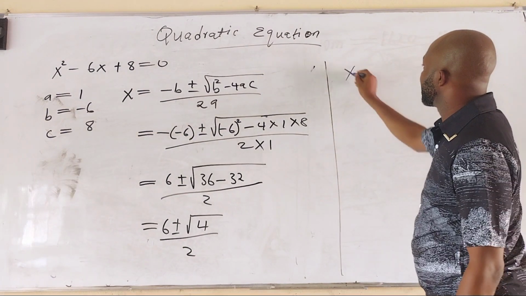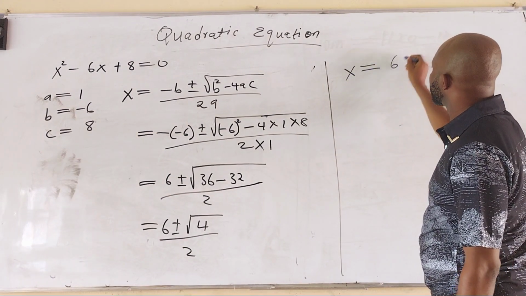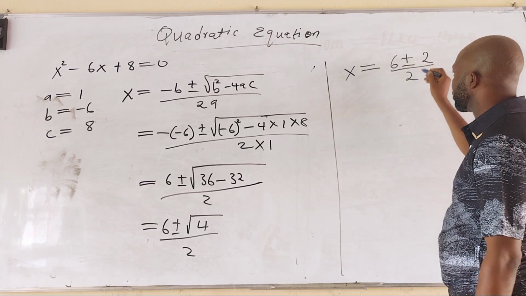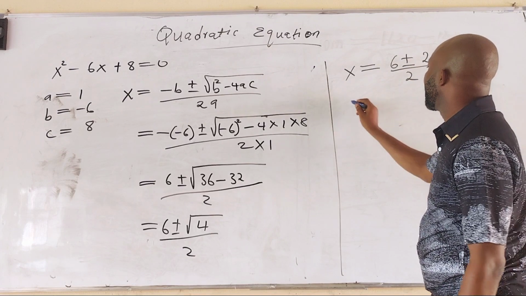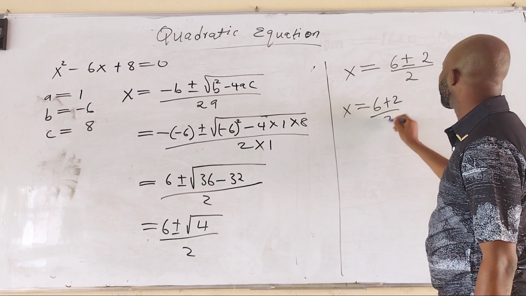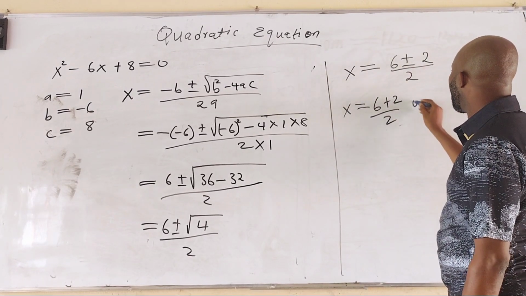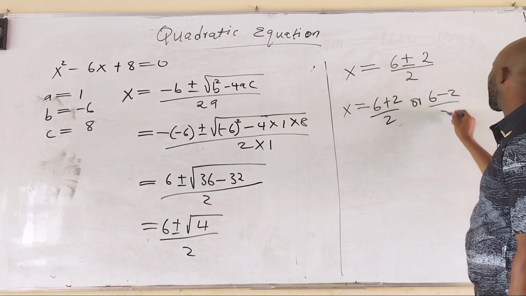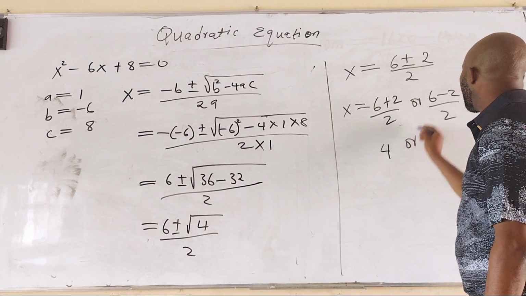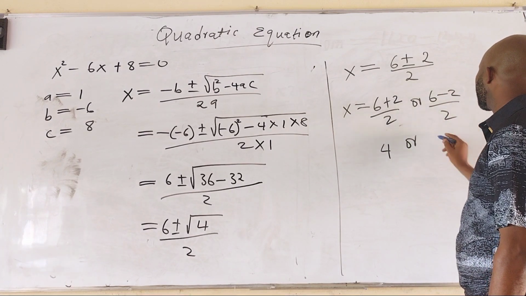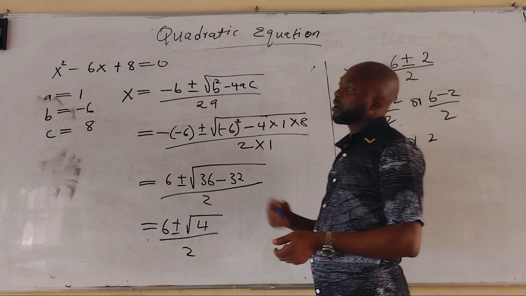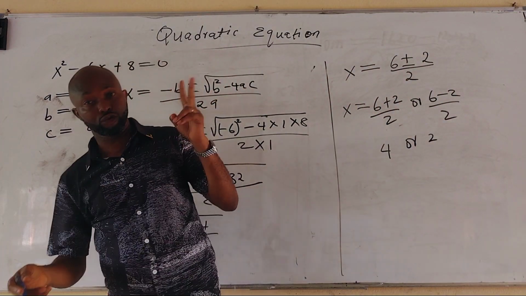Now, x is equal to 6 plus or minus the root of 4 is 2, over 2. So this means that x is equal to 6 plus 2 over 2, or 6 minus 2 over 2. 6 plus 2 is 8, 8 over 2 is 4, or 6 minus 2 is 4, 4 divided by 2 is 2. So the answer is 4 or 2. Remember, the highest power of x is 2, which means you must have 2 answers.